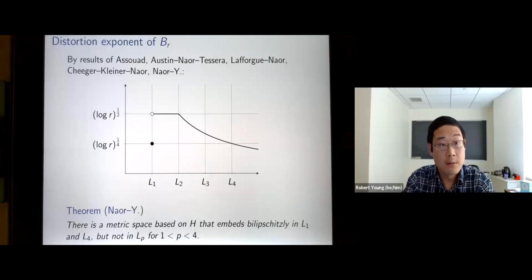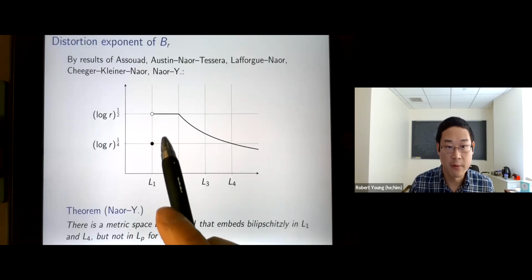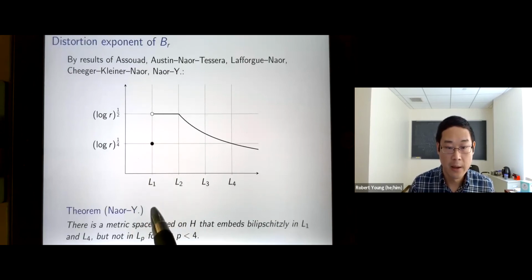More questions? Okay. So like I said, the second thing I want to talk about today is I want to try to explain where this discontinuity comes from. Try to explain what happens in L1.